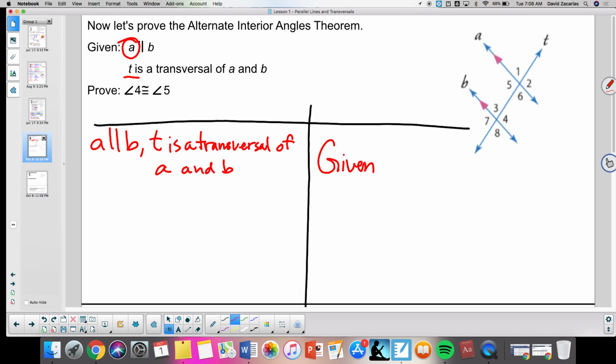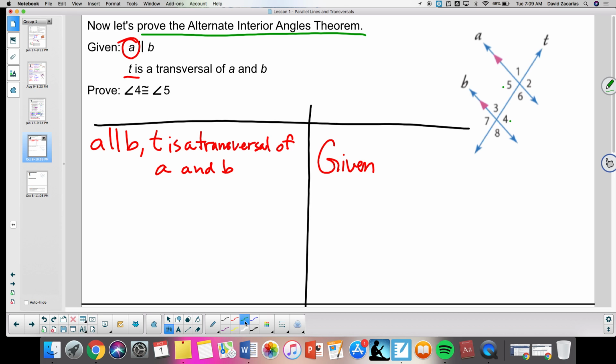Okay, what can we do from there? We're trying to prove 4 and 5. We're trying to prove that angle 4 and angle 5 are congruent. Now, for this problem, we cannot say, well, they're congruent because they're alternate interior angles, because we're actually trying to prove the alternate interior angles theorem, which means we can use all the other information that we know. We just can't use alternate interior angles because we're trying to prove that. So, what can we do? Well, we have to talk about angle 4 and we have to talk about angle 5 individually.